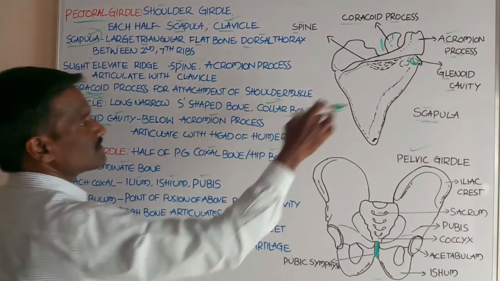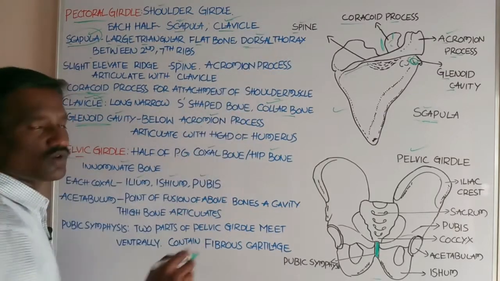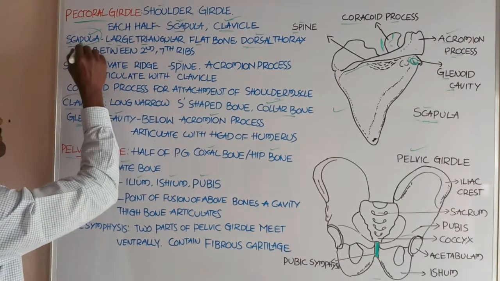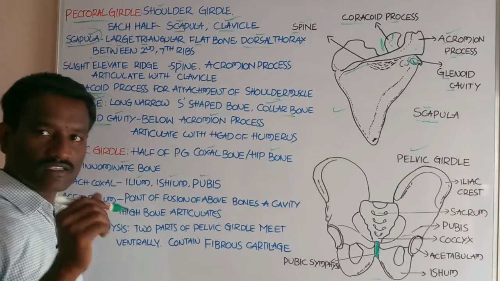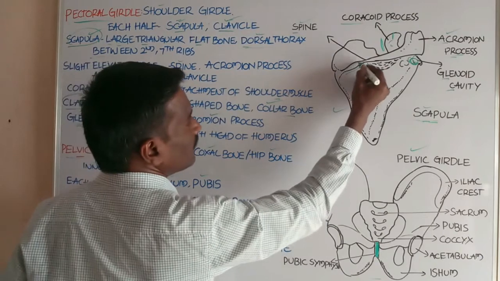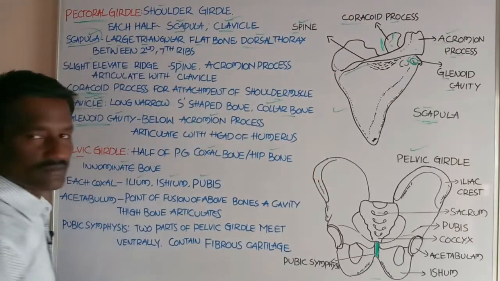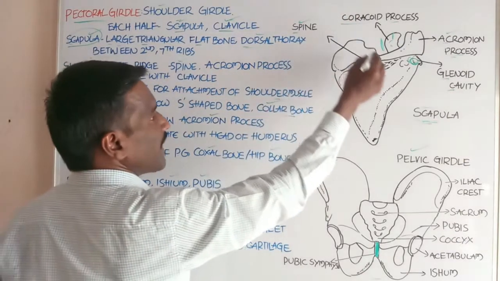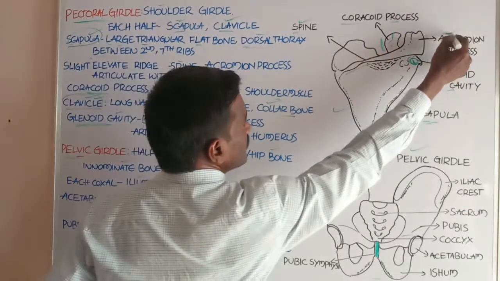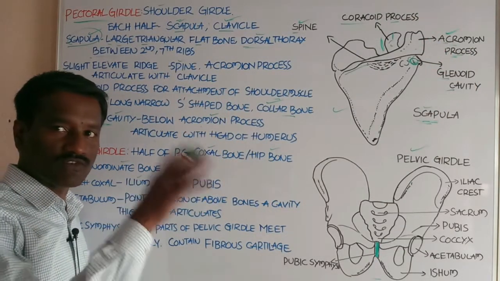It is a large triangular-shaped flat bone present at the dorsal part of the thorax. Students, it is present at the level between the second and the seventh ribs in the body. Another slightly elevated ridge arises from the scapula, called the spine. The spine expands outward into a projected, flattened process called the acromion process. The acromion process articulates with the clavicle.